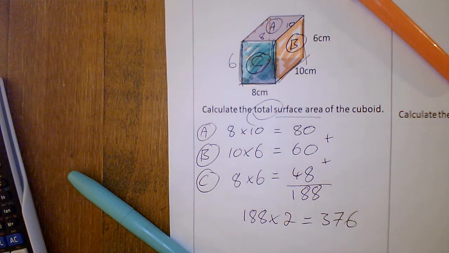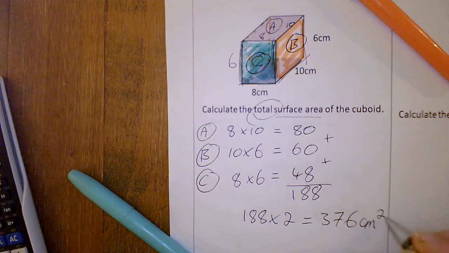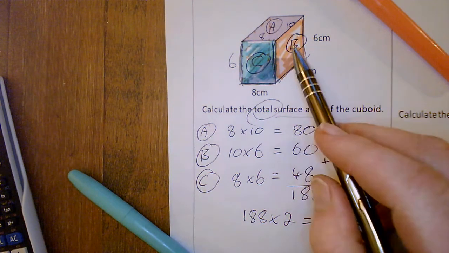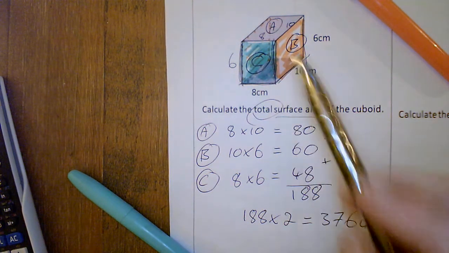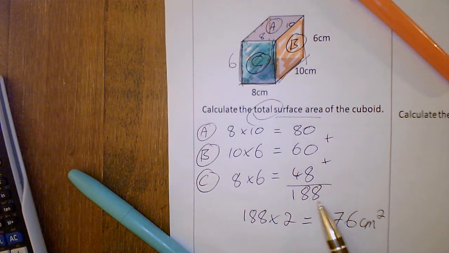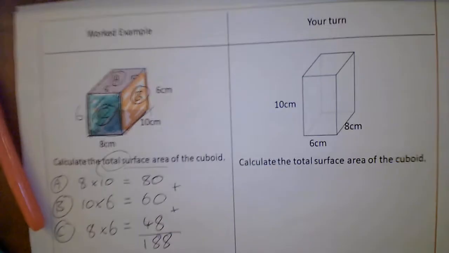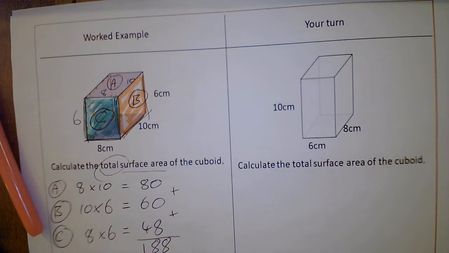It is area, and so the units will be centimetres, because it's in centimetres, squared. So to recap, you work out the area top, side, front, you write them down, you add them up, and you double your answer. That's your turn. So pause the video and have a go.